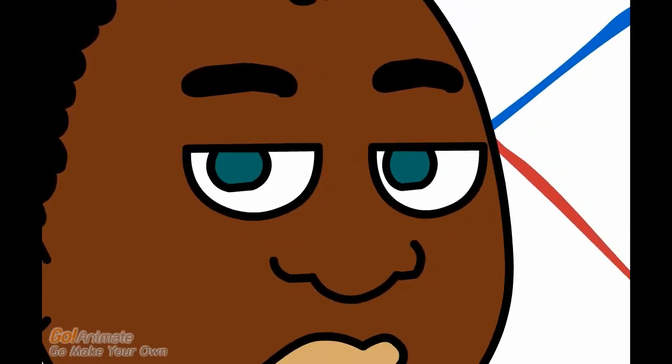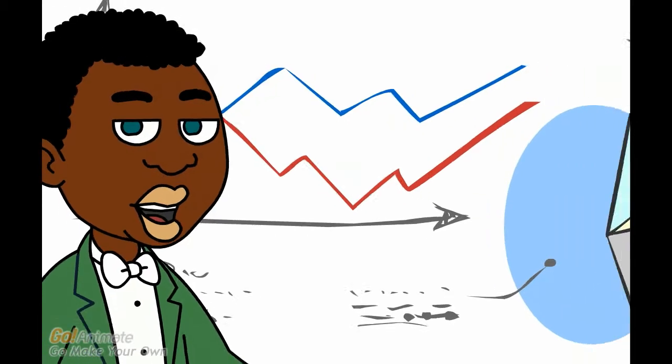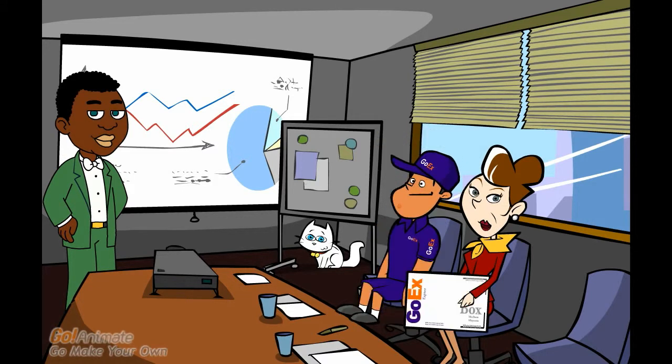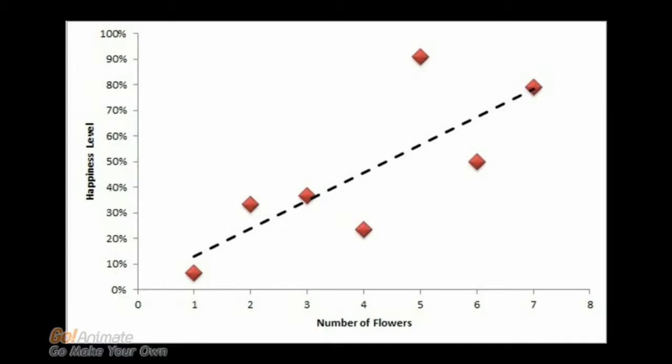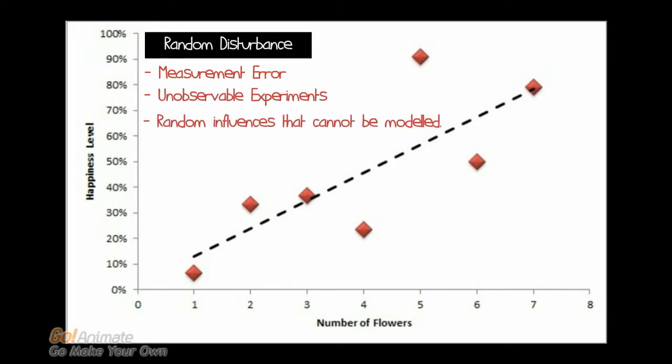I am Yusufun. I trust that you have received my letter asking for your help with regression analysis. Thankfully our postman delivered it just in time. Let's have a look at your problem. You have researched how the number of flowers you send your girlfriend affects her happiness. However, as a girl's happiness is very unpredictable, we see random disturbance. This is caused by measurement error, unobservable experiments, and random influences that can't be modeled.